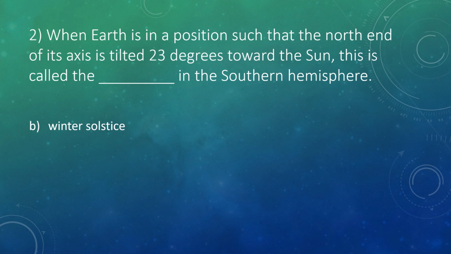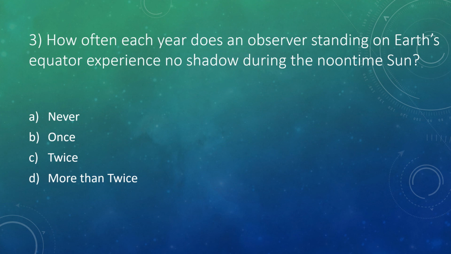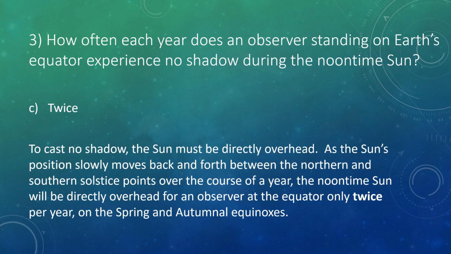And last but not least, question 3. How often each year would an observer standing on Earth's equator experience no shadow during the noontime sun? So think about this one for a minute, and we'll get to a response in a moment. Okay, so the answer is twice. In order for the sun to cast no shadow, it must be directly overhead.